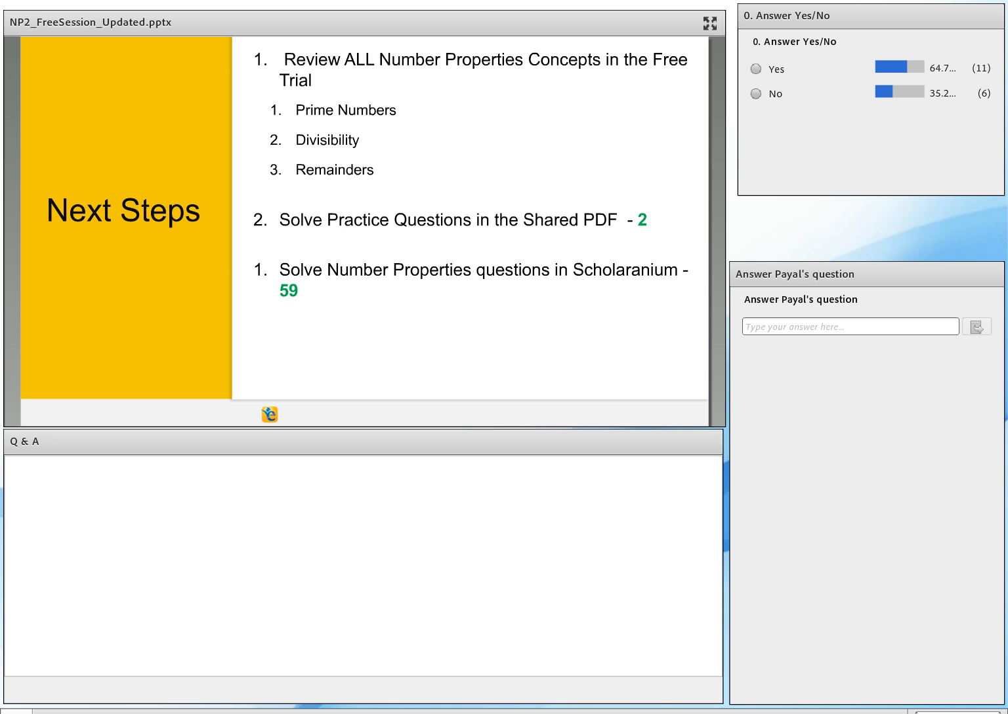Also, for those of you who are not e-GMAT students, you have quite a few content pieces in the free trial, so go through that as well. And then quite a few questions in Scholaranium as well. So you should look at that content, look at the detail in which we provide you the solutions, and then make the decision: what is it that you want to do in order to get to that 98th percentile in Quant? Okay.